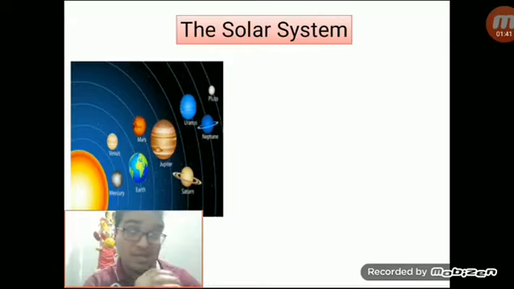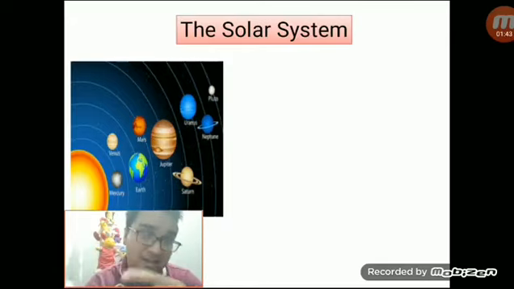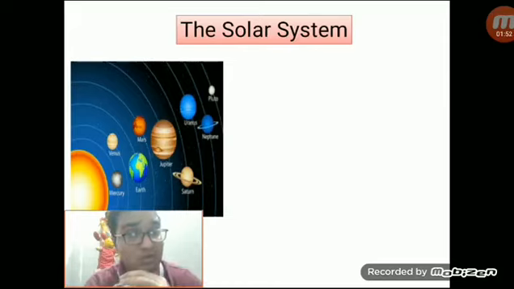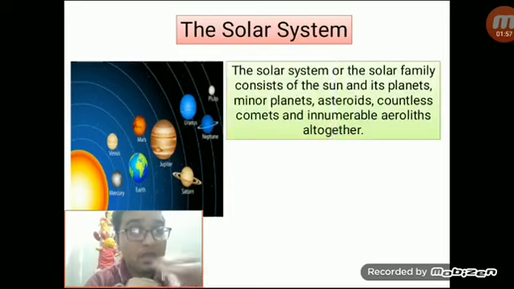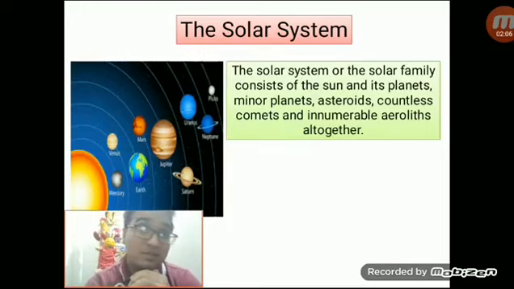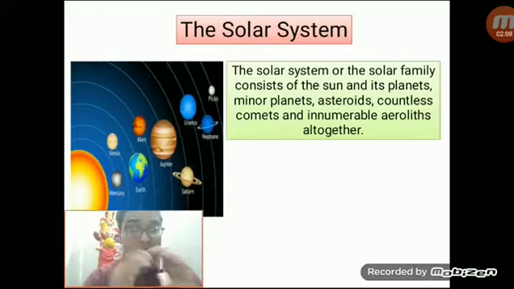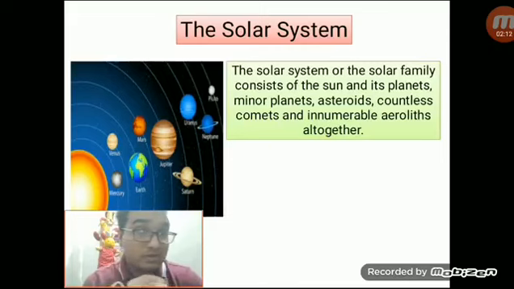Solar family basically consists of the sun, its planets, its minor planets, countless comets, and innumerable aerolites altogether. So now I'm going to show you the definition of the solar system. The solar system or the solar family consists of the sun, its planets, minor planets, asteroids, countless comets, and innumerable aerolites altogether. Okay, and you can use this definition in your examination. You will get good marks, inshallah.